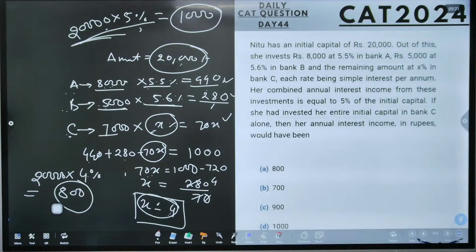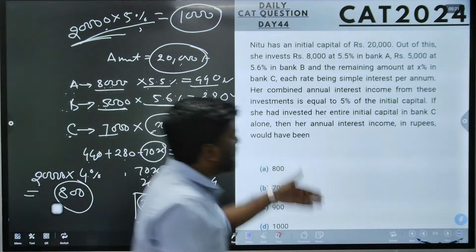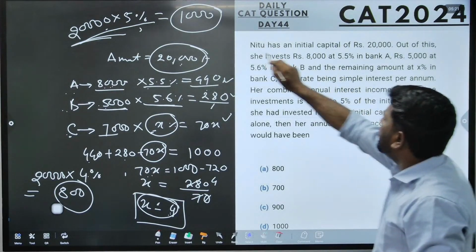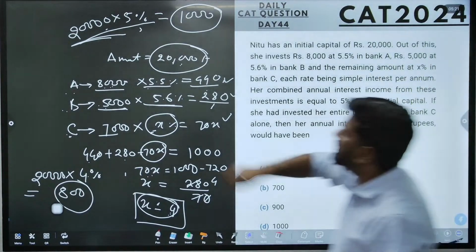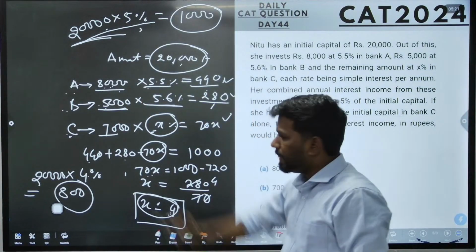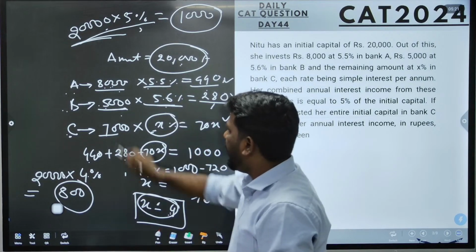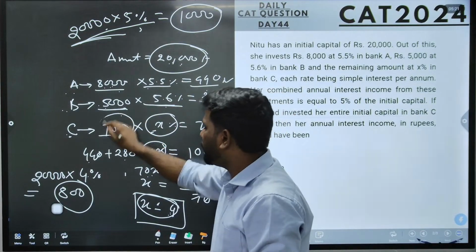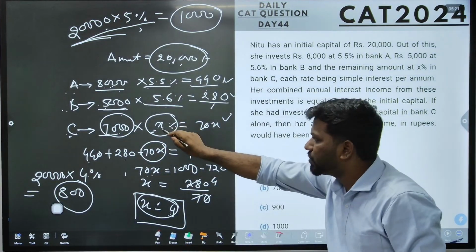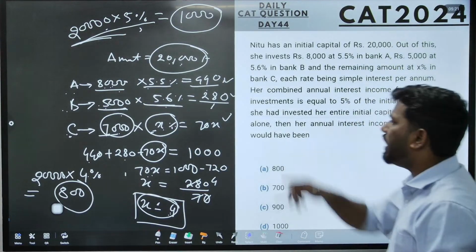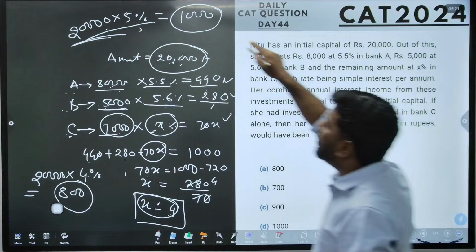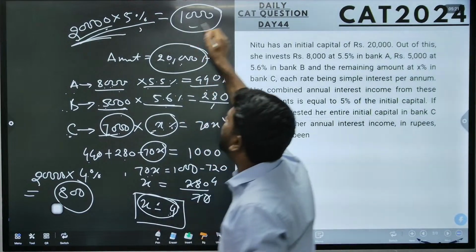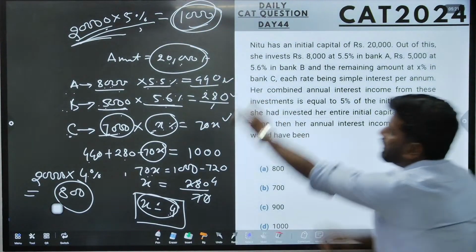All right. So you need to understand how we have started and how we have ended up with this solution. See, initially it was said that Nitu has a capital of 20,000. Out of this, 8,000 at 5.5%, 5,000 at 5.6%, and the remaining, that is 8 plus 5, 13, will be reduced from 20,000. So you will be left with 7,000 at x%. This x we need to find out further. But before that, it was given that she had 5% as rate of interest on the total 20,000. So she will get 1,000 rupees as total interest.